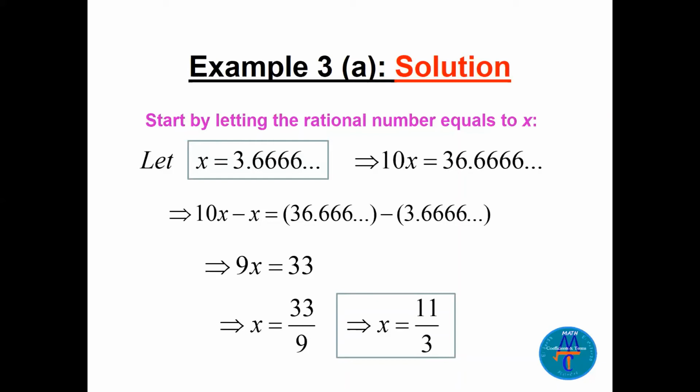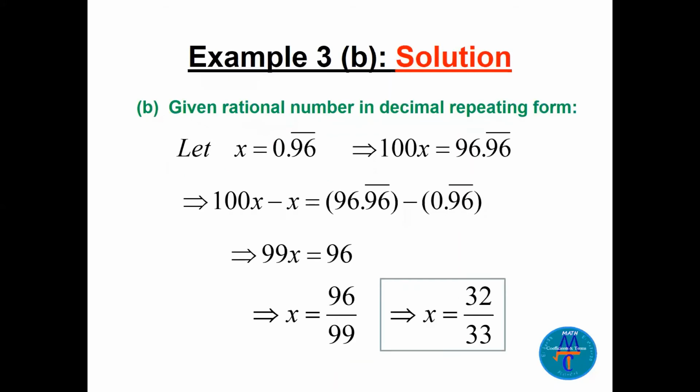Now I take the second equation, 10x is equal to 36.6 dash, minus the first equation, x. So 10x minus x is 9x. 36.6 dash minus 3.6 dash, I cancel all the repeated part. So 36 minus 3, 33. So now if you divide by 9, x will be 33 over 9 divided by 3, you get 11 over 3. Now if you divide 11 over 3, you get 3.6666, etc.